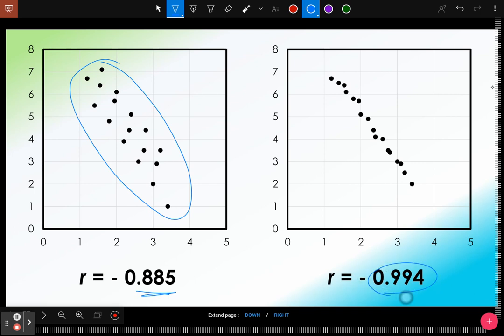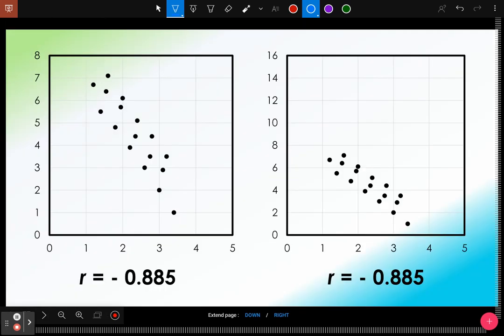This one is negative 0.994. So close together, negative slope. They're both exactly the same correlation. This one is just stretched a little bit more. This one, they're still spread out.